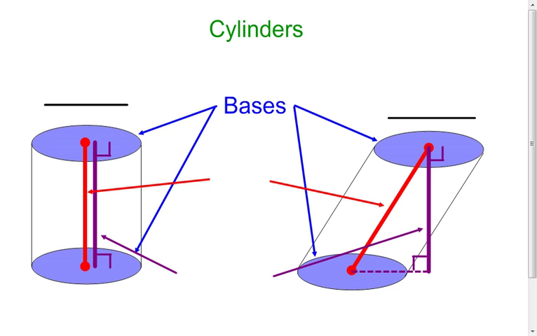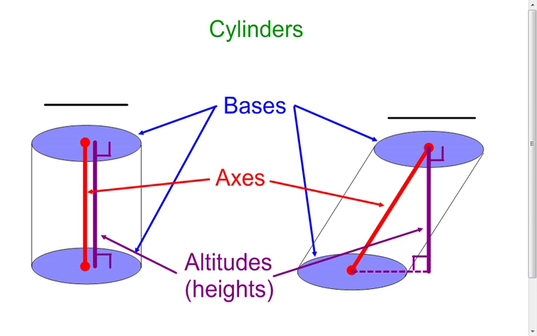I'm going to look at the red segments here. The red segments are referred to as the axes. The cylinder will spin around those two. And then the purple, that's going to be the height or the altitude. Now the other part is, this is a specific type of cylinder and it's referred to as a right cylinder. And the reason it's a right cylinder is because the axis is perpendicular to both of the bases.